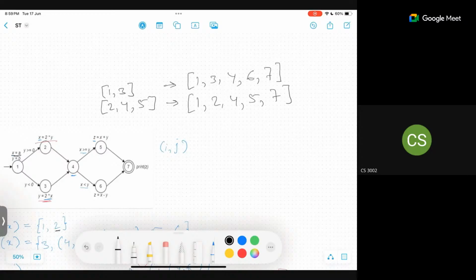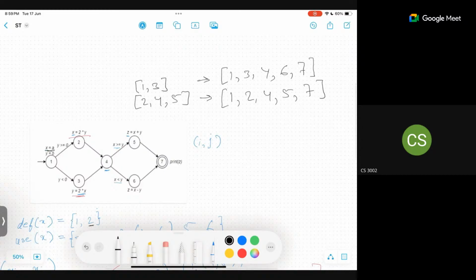Is that clear? This part? This is only one of the coverage. There are 3 coverage criteria, so I'll describe the other 2 also. This is the first one, all defs. Is this okay? Any confusion?